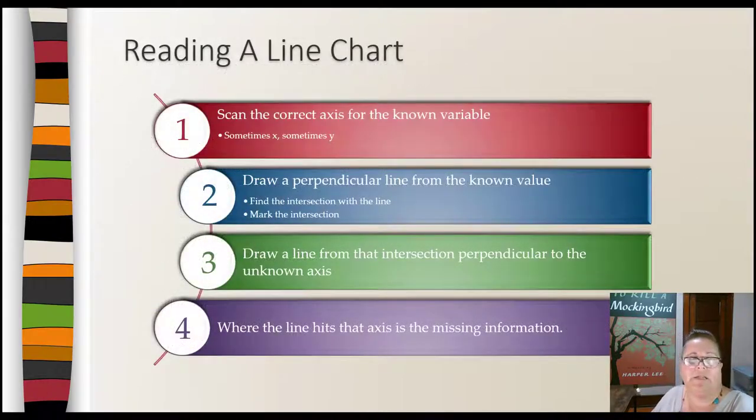So when we read a line chart, we want to make sure we're paying attention to what the axes are. We want to look at the known variable, could be time, could be the amount of money we have. And we want to draw a perpendicular line from that known value. We want to mark the intersection with the line graph itself. And then we want to use that intersection to go over to the unknown piece and take note of that. Where that line hits the axis is our missing information.